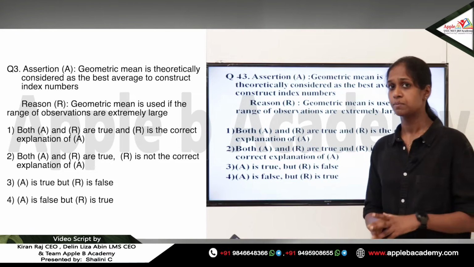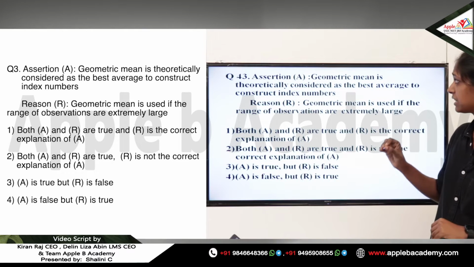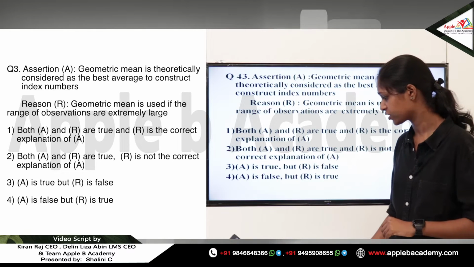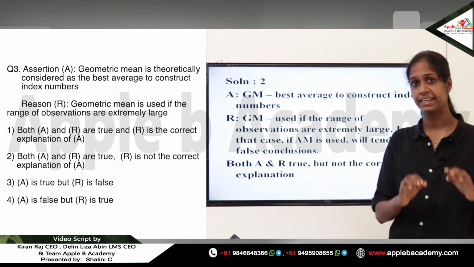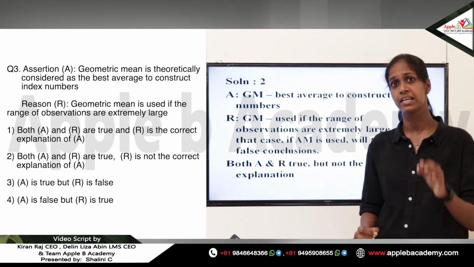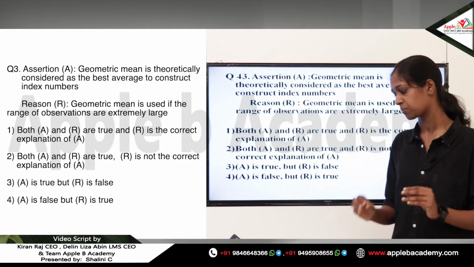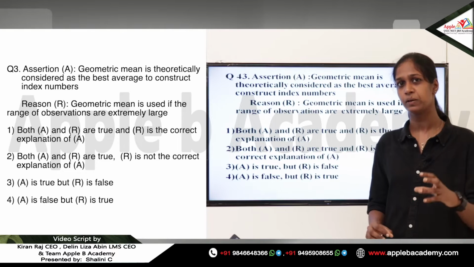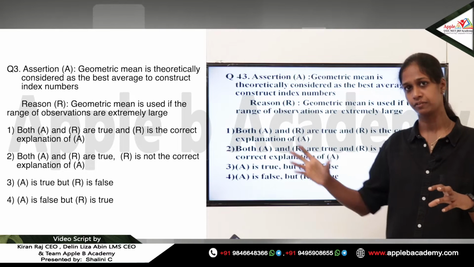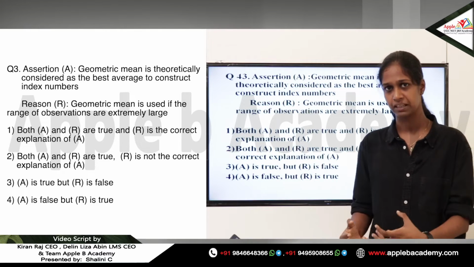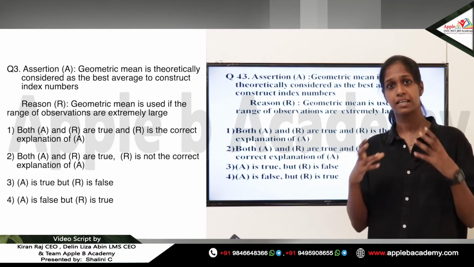We already know the concept of geometric mean from descriptive statistics. Geometric mean is theoretically considered as the best average to construct index numbers. This is absolutely true. Geometric mean is directly applied to construct index numbers, so we know that the assertion is true. And what was the reason? Geometric mean is used if the range of observations is extremely large. Say for example, we have a range of observations 0, 5, 25, 100 and 150. In that case, if we apply the arithmetic mean, the problem is that the arithmetic mean is basically taking the sum of the observations divided by the number of observations.